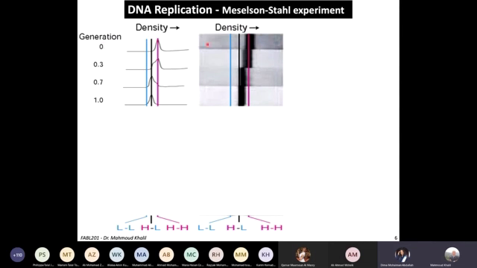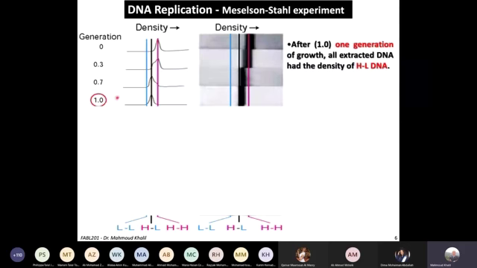So the bacteria was initially grown in the media containing heavy nitrogen. That's why when it migrated over the gel, it shows a band here which corresponded to heavy. And when they measured the density by spectrophotometer, they got a peak here at the region of heavy. What if after the first round, one meaning the first generation of growth?